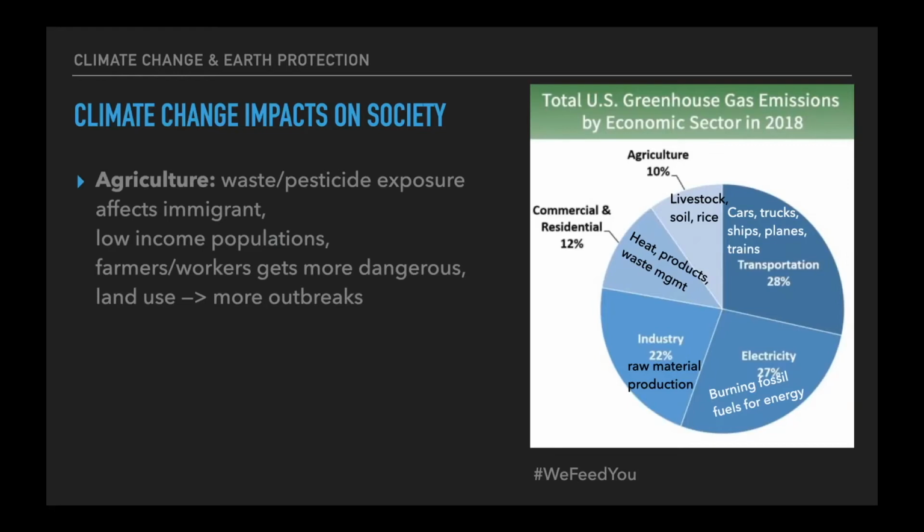So let's look at what happens socially, what happens to people as we continue our production of greenhouse gases in each of these sectors, starting with agriculture. So the more we rely on agriculture, the more we sustain the way that we are going about our agriculture proceedings, we're going to see an increase in waste and pesticide exposure, which is going to affect immigrant workers, farmers, people who are close to the products themselves, our produce.